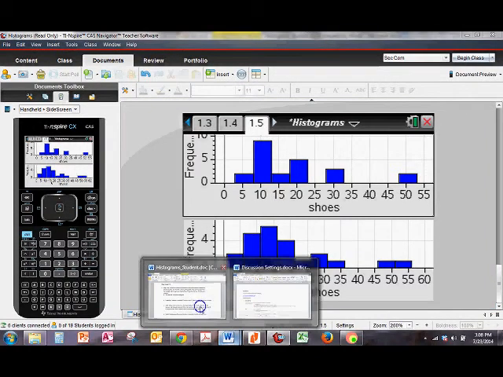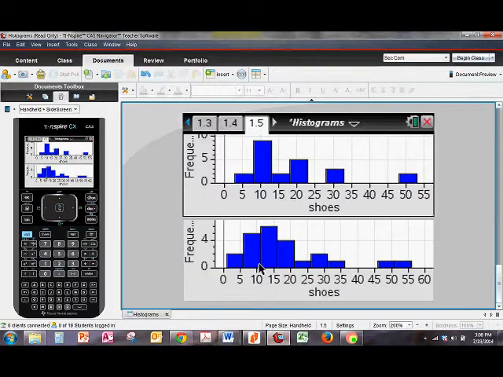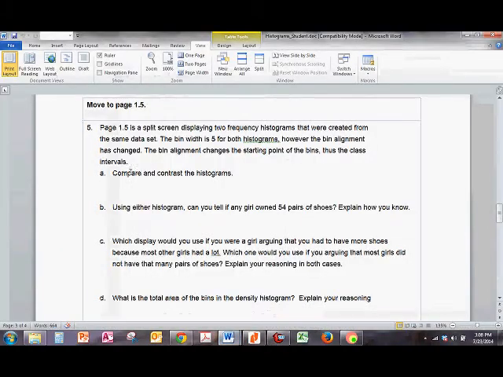So let's come back here. It says compare and contrast the histograms. So quite simply, what do you see that's the same? That's the comparison. And then in the contrast, what's different? So compare means to say what's the same about these two histograms. To contrast them means to say what's different about them. Both of those need to be put in your answer for 5.A.